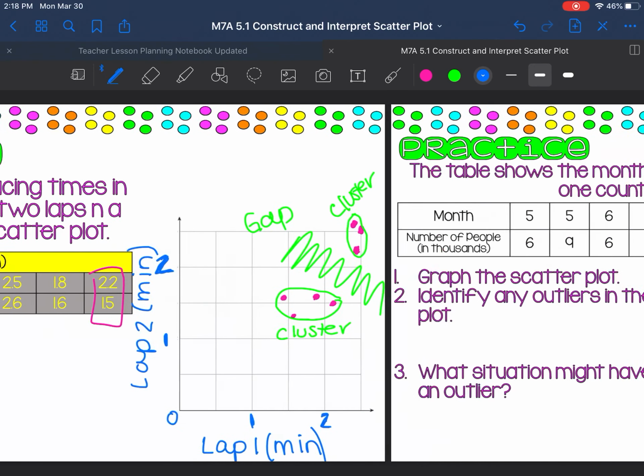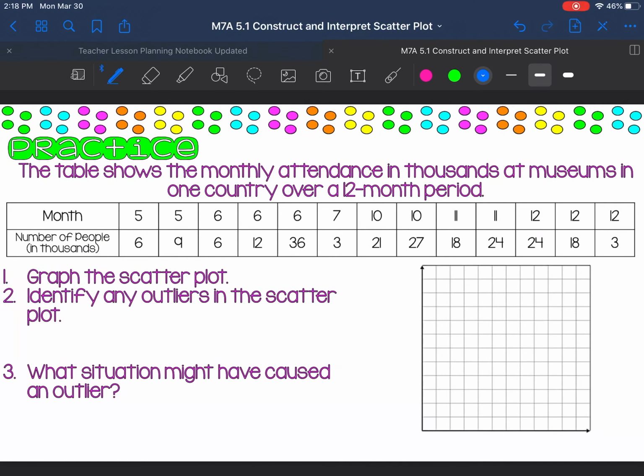Let's take a look at another problem. Now it says this table shows the monthly attendance in thousands at museums in one country over a 12-month period. So we have our months and we have the number of people in thousands. The first thing it wants us to do is graph the scatter plot. So let's go ahead and graph.